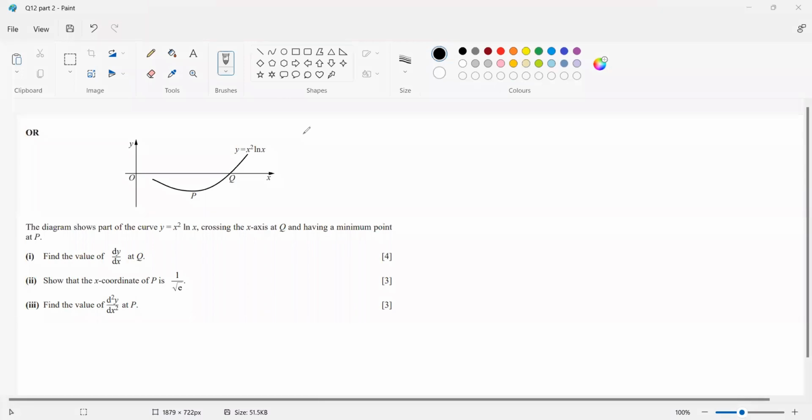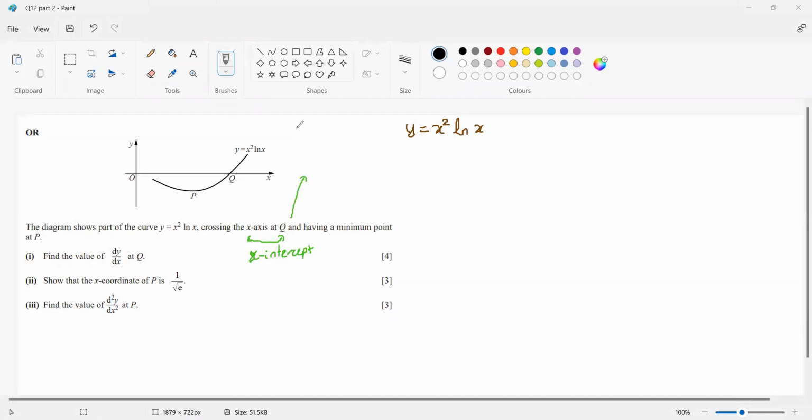So the diagram shows part of the curve y equals x squared ln x, crossing the x-axis at q and having a minimum point at p. So find the value of dy/dx at q. Crossing the x-axis at q means x-intercept. Now how do you find the x-intercept?